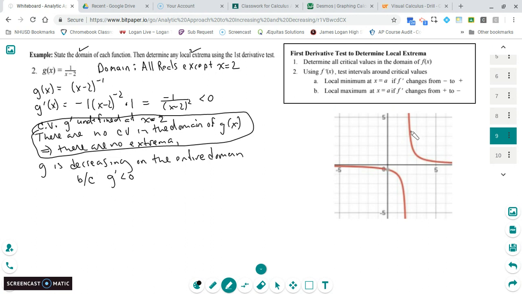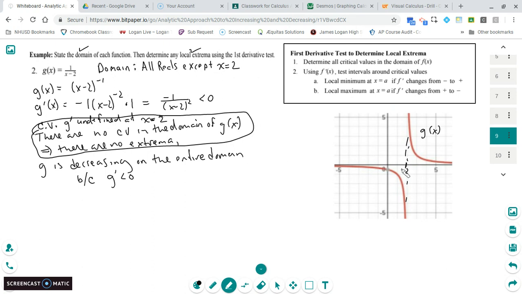And take a look at the graph. You can see that as we move from left to right, this function is decreasing up until the vertical asymptote. So here's x equals 2. There's a vertical asymptote here. So it's decreasing everywhere on the left. And then as I move left to right, the function g is decreasing. So this is the graph of g of x. And it's decreasing on the right side of the vertical asymptote as well.